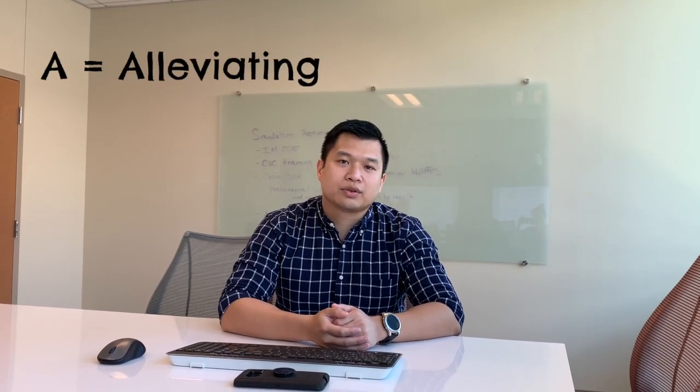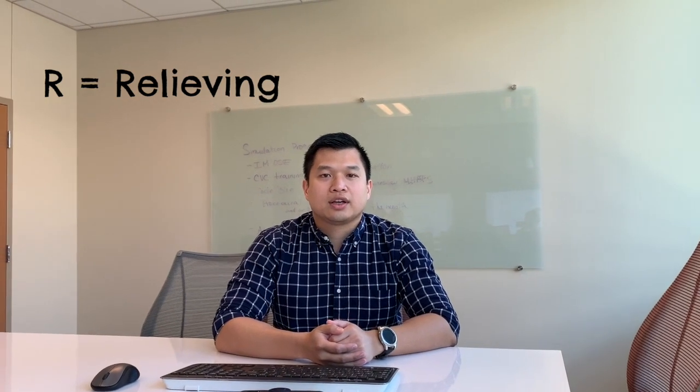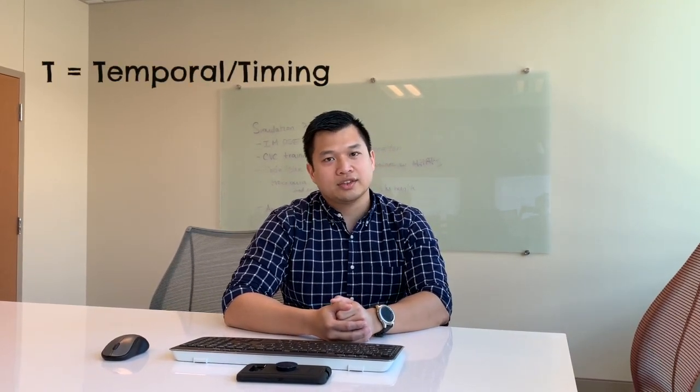A and R is for alleviating and relieving factors. Have they been using any medications to help with their symptoms? Are they already on prescription narcotic pain medication? Are they on any muscle relaxants or over-the-counter medications? T is temporal. Is it worsened at night? Is it worse in the morning? That will help differentiate various causes of back pain.